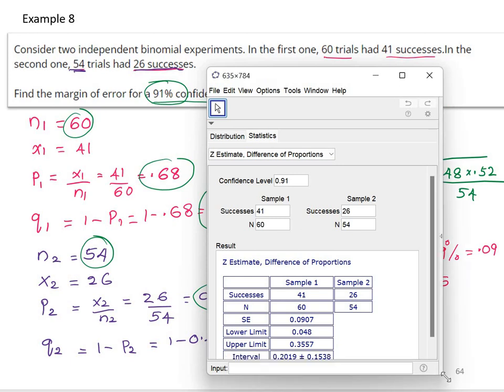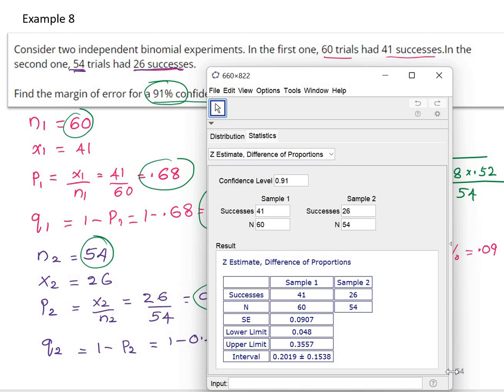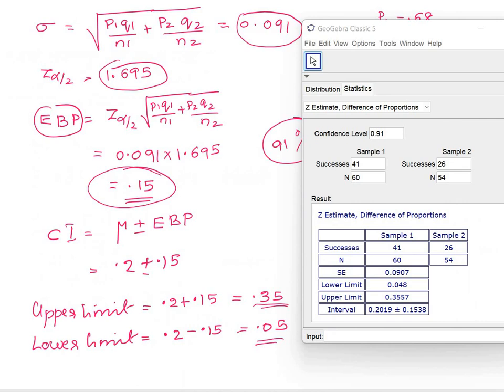So this is the interval, and the error is given there. So we can verify that with our calculations. Now look at that one. The value is 0.2019, but we got that as 0.2, right? This is 0.2. And the error EBP is 0.1538, that we got as 0.15.